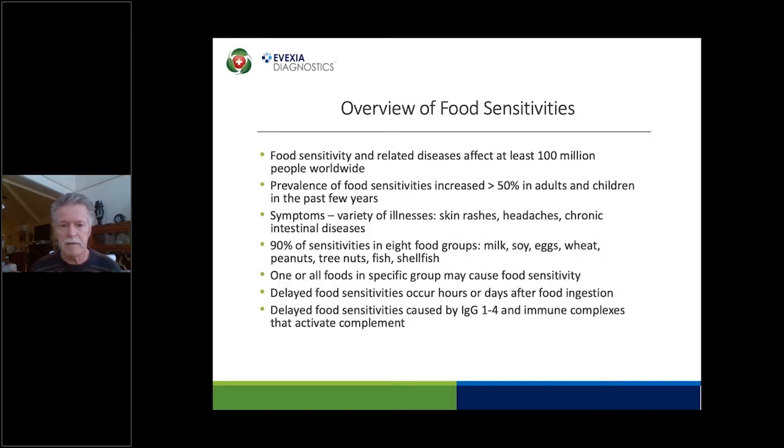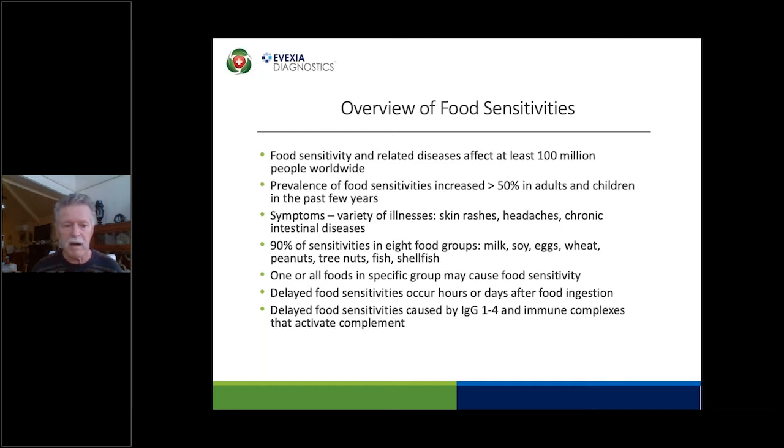And the next slide. So just a few simple concepts. Food sensitivity and related diseases affect at least 100 million people worldwide, and that's very conservative. But one thing's for sure: the prevalence has increased more than 50% in both adults and children in just the past few years alone. So some people speculate on why that occurs, but my feeling is a lot has to do with food processing, how foods are processed and the additives that are used in various cases.